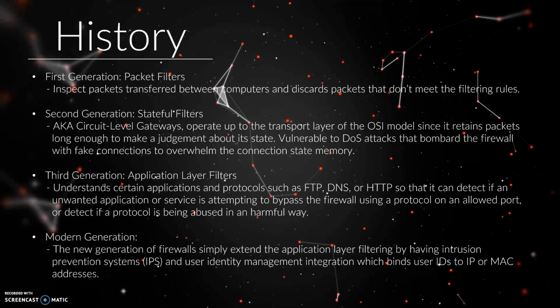So the history, the first generation of firewalls are called packet filters, and they inspect packets transferred between computers and discard packets that don't meet the filtering rules. So very basic, and at the surface level, they just literally receive a packet, see if it meets the rules, and don't think anything else about it. If it does not meet it, they drop it. If it does, they let it through.